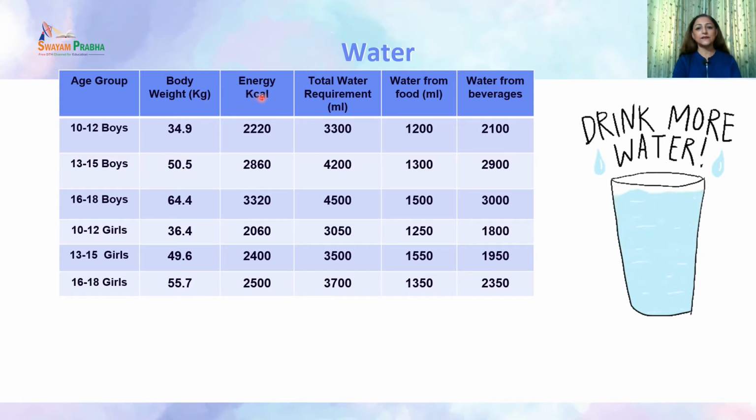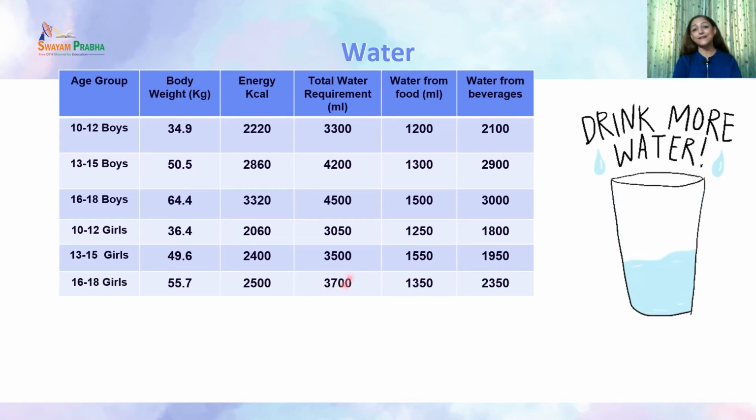These are the calorie requirements, and the total water requirement in milliliters for the first group of boys, that is 10 to 12 years, it is 3300 milliliters, and for the second group 13 to 15, it is 4200 milliliters, and for 16 to 18-year-old, 4500 milliliters of water is required. For girls, the requirements are 3050, 3500, and 3700 ml for 10 to 12 years, 13 to 15 years, and 16 to 18 years girls.